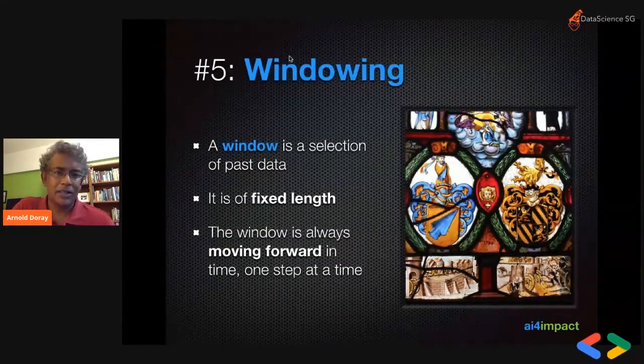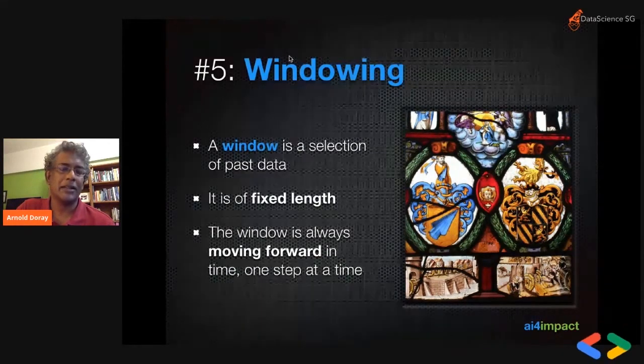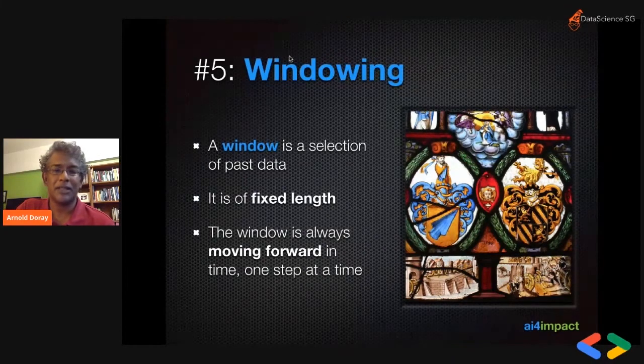The last concept I want to introduce is the concept of windowing. For today's talk, we won't be doing recurrent networks, just simple feed-forward networks. These feed-forward networks require a window of data to be received as input. So we take a window selection of past data as input. It's a fixed length, and you move this window forward in time to generate the inputs into the model for both training and testing.